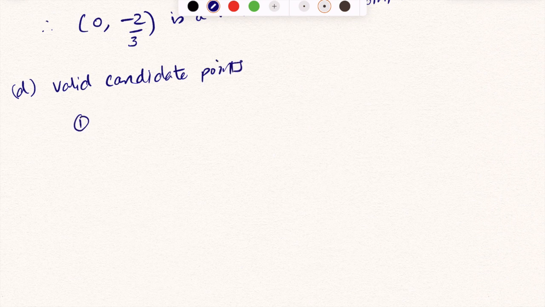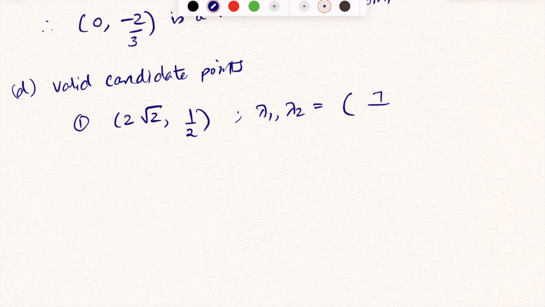The first one we found was (2√2, 1/2) with lambda 1 and lambda 2 equal to 7 over 8√2 and 17 over 2√2.